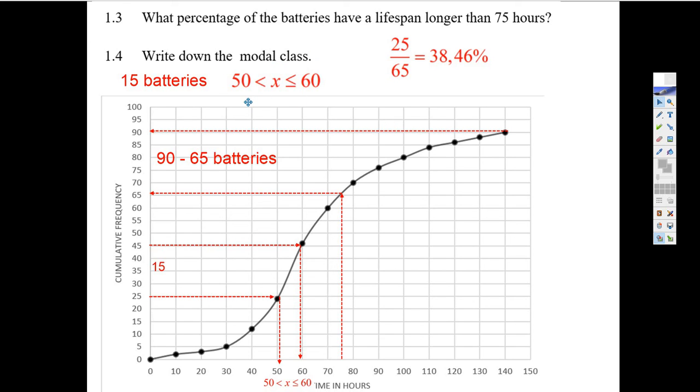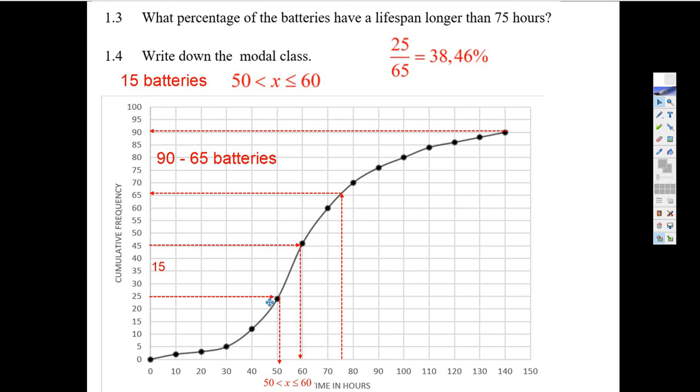So what's the modal class? Well, these are your different classes. There's 0 to 10, 10 to 20, 20 to 30. You're asking for the most batteries in a time span here, in hours that last. Well, it's the steepest part of the graph. Between 50 and 60, it looks like there's 15 batteries. There's very few in the others. This is the biggest change in Y you can see in your graph.